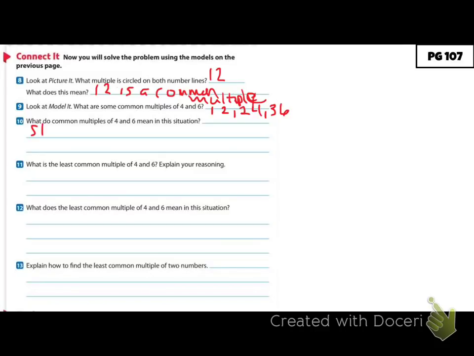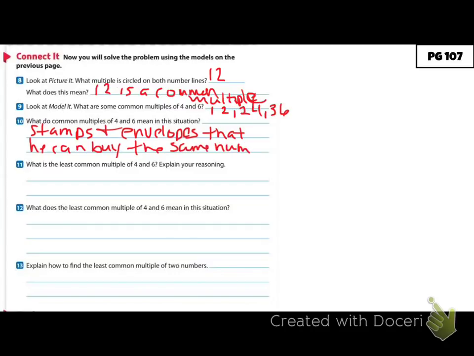What do common multiples of 4 and 6 mean in this situation? Well, it's the number of stamps and envelopes that he can buy the same number. What is the least common multiple of 4 and 6? So it would be, once again, 12, because it's the smallest multiple for both.